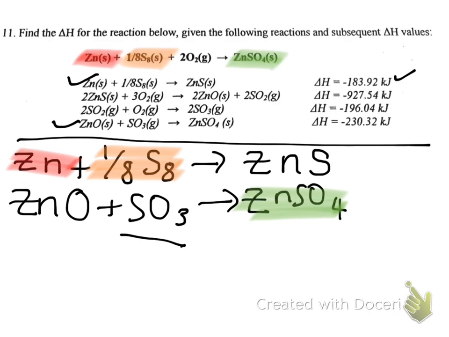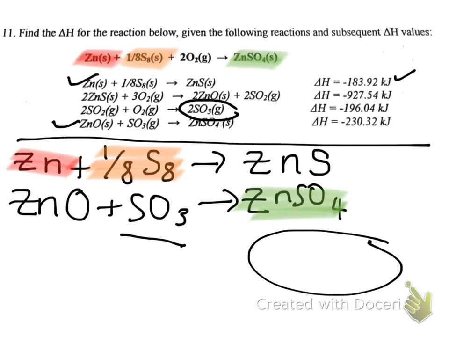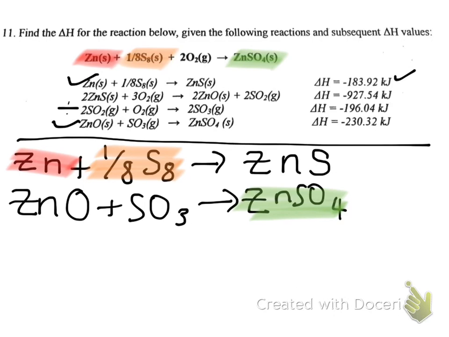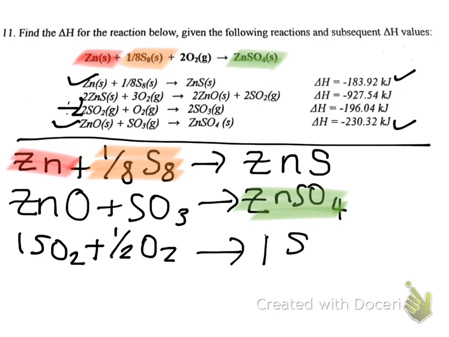What I would need is one SO3 to be on the product side, and I have an SO3 here on the product side in this equation, although this one has a number 2 and the SO3 here has an understood number 1. So I'm going to have to divide this by 2. That will give us 1 SO2 plus half oxygen, yielding 1 SO3. And if we do that on our calculator, if we divide 196.04 by 2, the same way that we divided the equation by 2, we will get negative 98.02. Okay, so now I'm going to cross out the SO3s here.